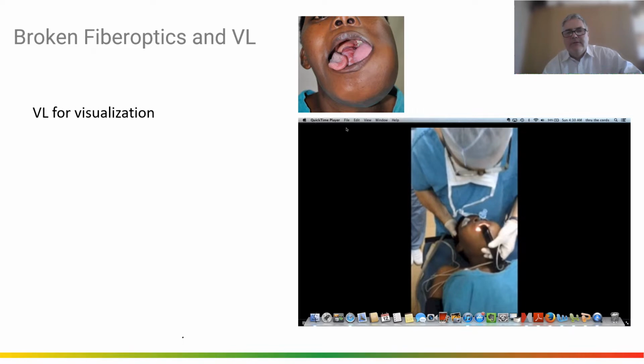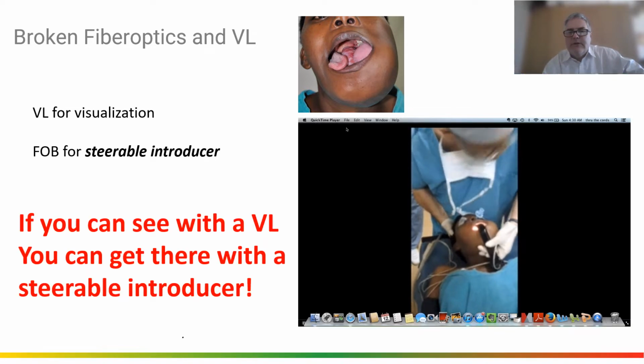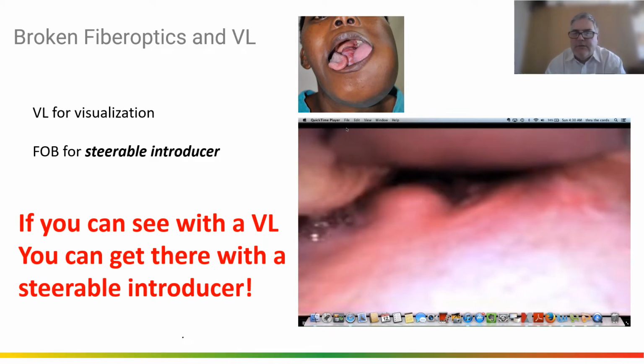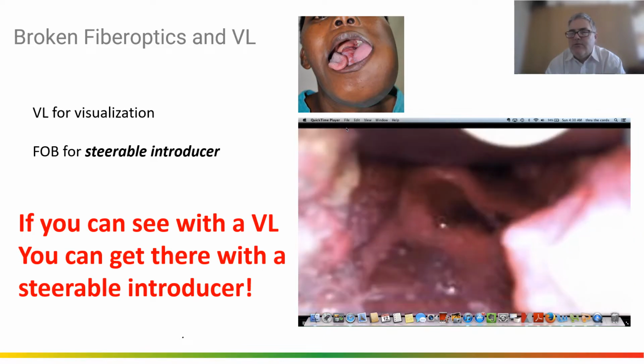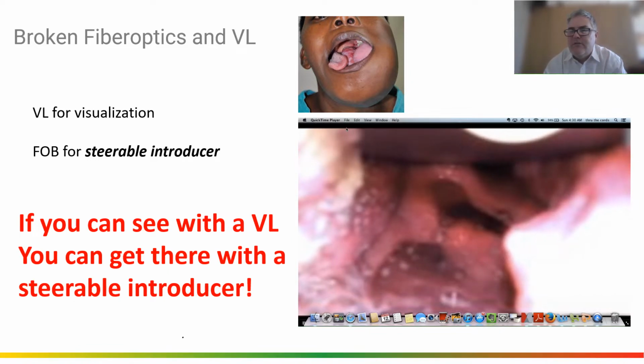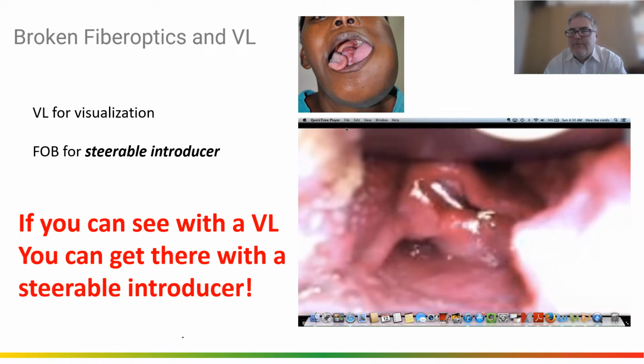I did have disposable fiber optic scopes, but there was no visualization equipment with them. I could articulate the tips, and I used them as steerable introducers. So VL for visualization, fiber optic bronchoscope repurposed as a dynamic or steerable introducer, and I found that if I could see with a video laryngoscope, suddenly I could steer with the introducer, I could access most any trachea. And very simply, it's an easy to learn technique, easy to teach, intuitive, and effective.